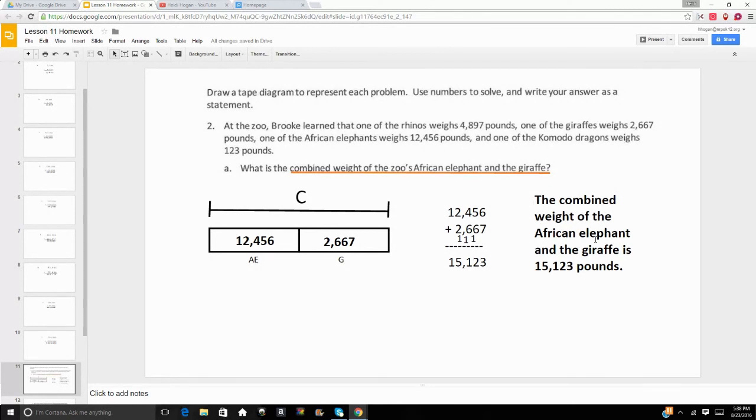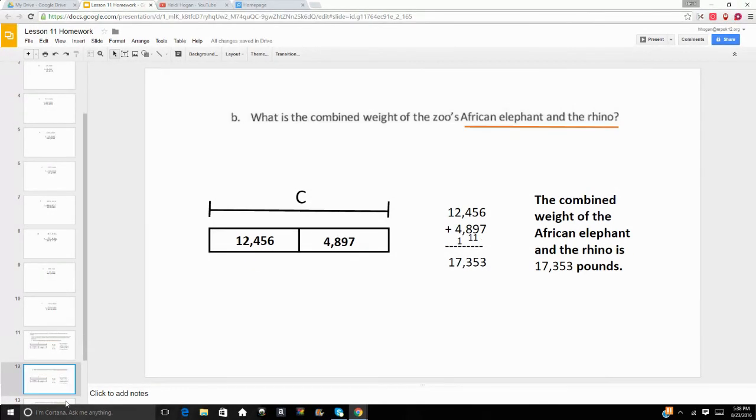Because you do have to answer the question. What is the combined weight? We have to say what it is. So we do all this work, we certainly have to answer the question. Okay, we're going to move on.